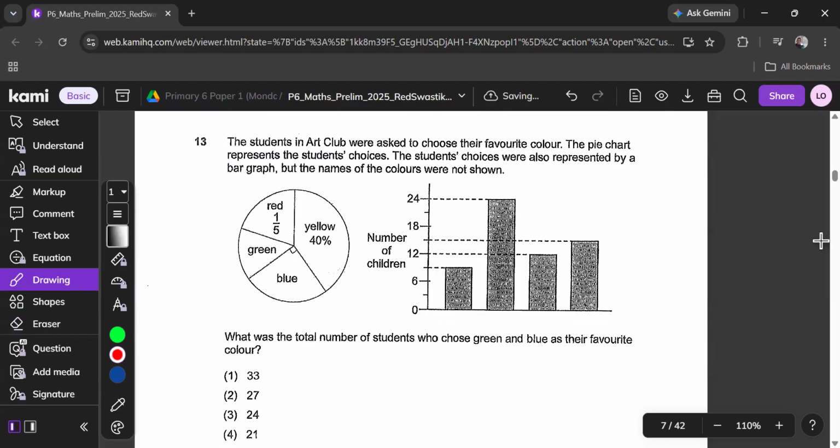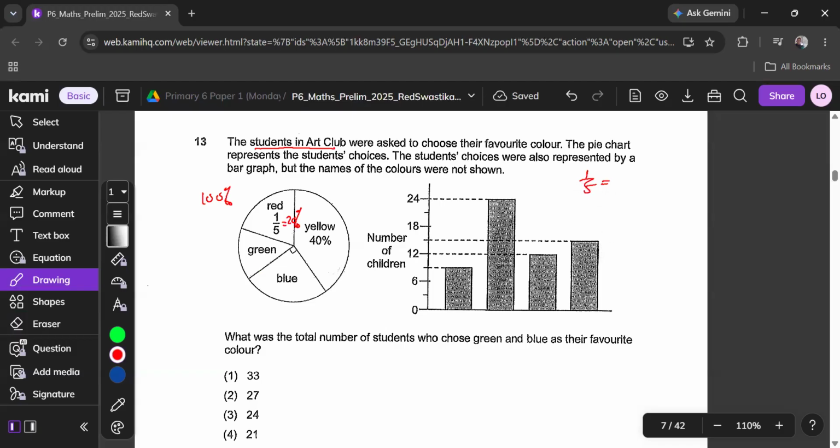Question 13. Okay, now this one, some of you may find it a bit intimidating because it looks like a lot of things there. The students in art club were asked to choose their favorite color. The pie chart represents the student choices. If you see a pie chart, what must you do? You use percentage to solve. Change the 1/5 into percentage. That should be 20%, which I hope you know how to do that already, right?